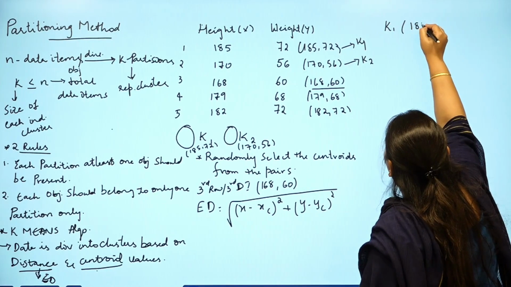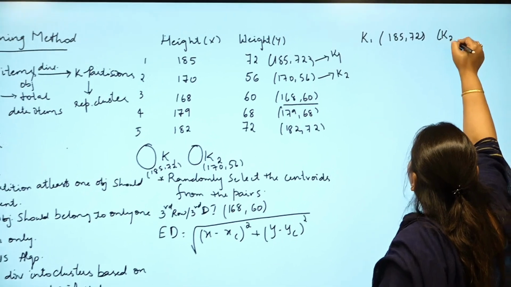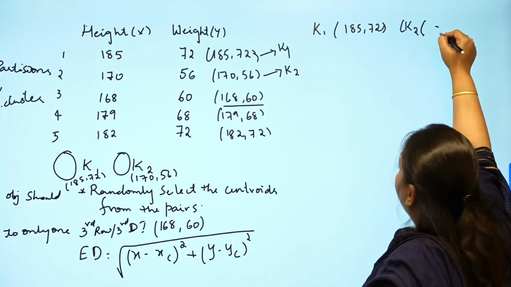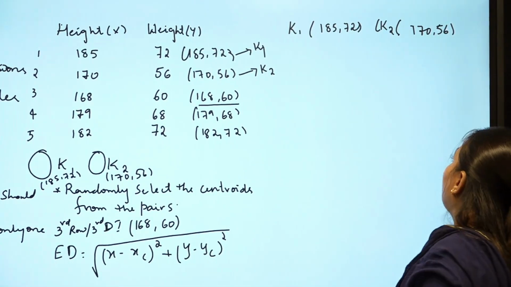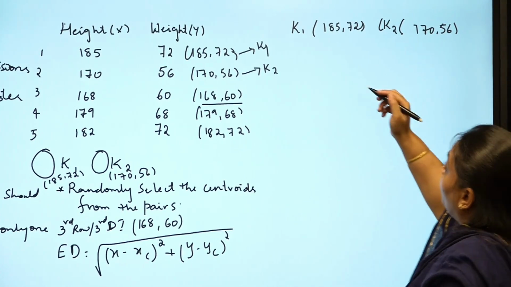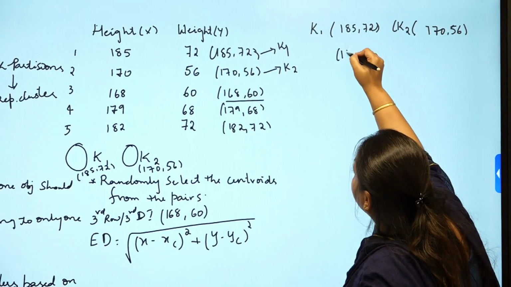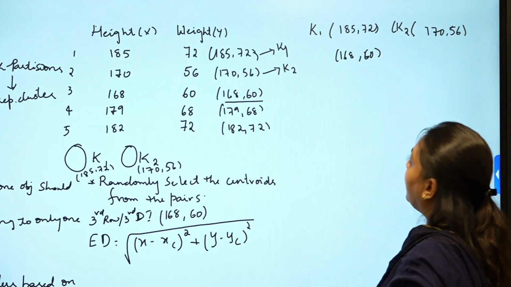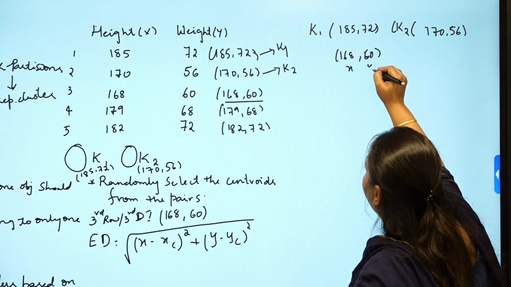K1 is 185, 72. K2 is 170, 56. This is what I have, right? Now, what is my third data item? 168, 60. This is my third data item. Now, this is my X, this is my Y.